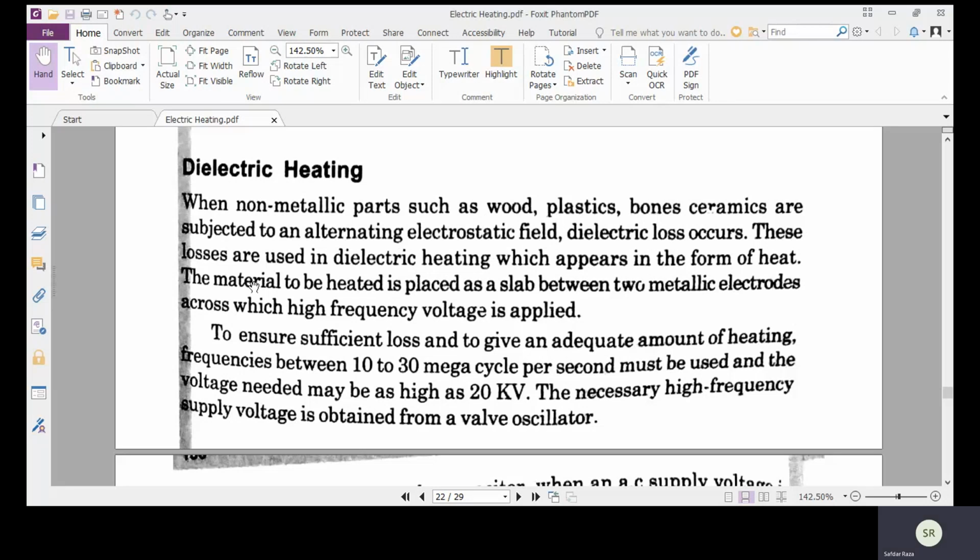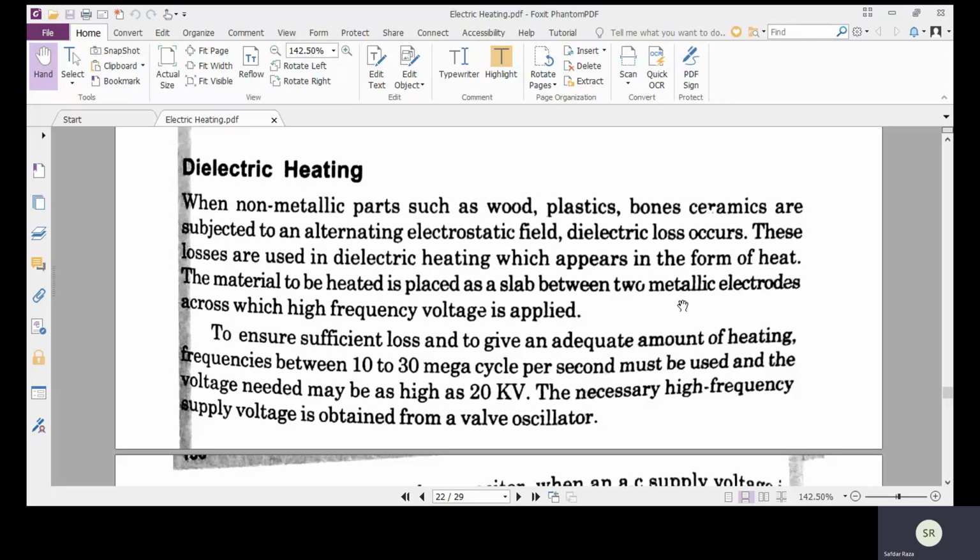The material to be heated is placed as a slab between two metallic electrodes across which high frequency voltage is applied. From this sentence, we can easily judge what the basic methodology behind dielectric heating is. Here, the authors explained that there are two metallic electrodes.